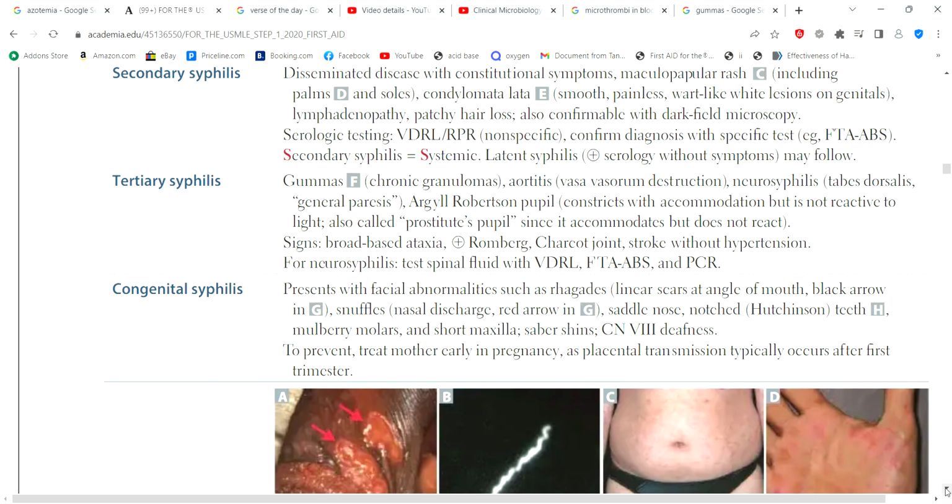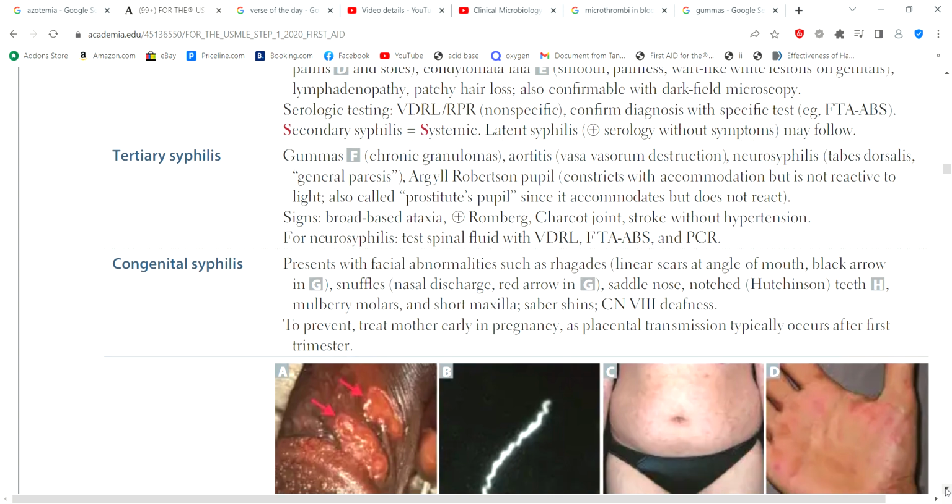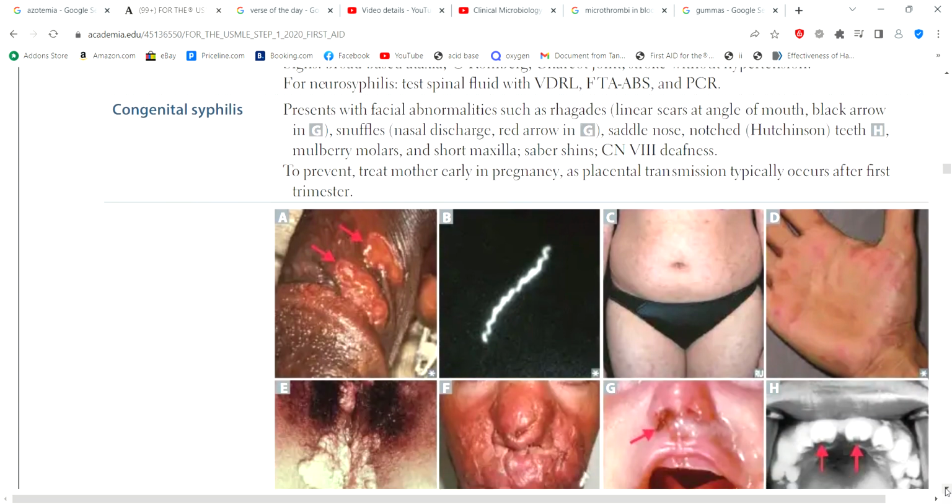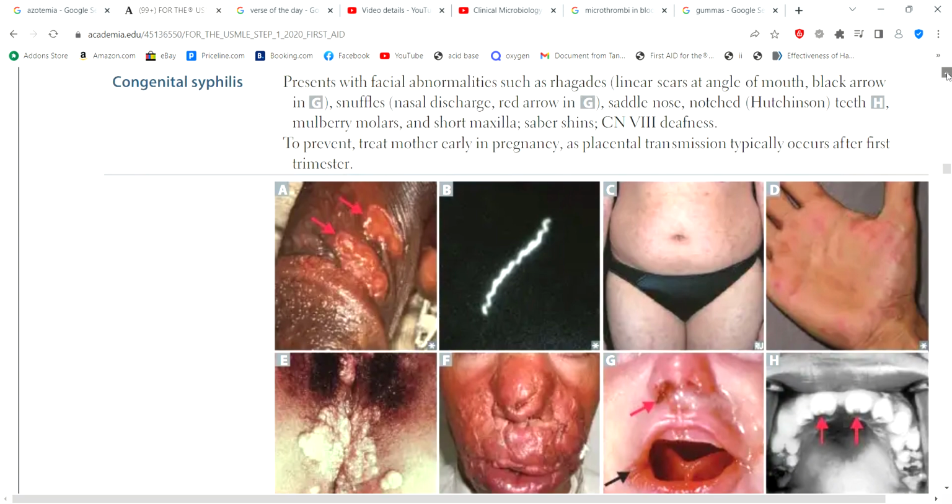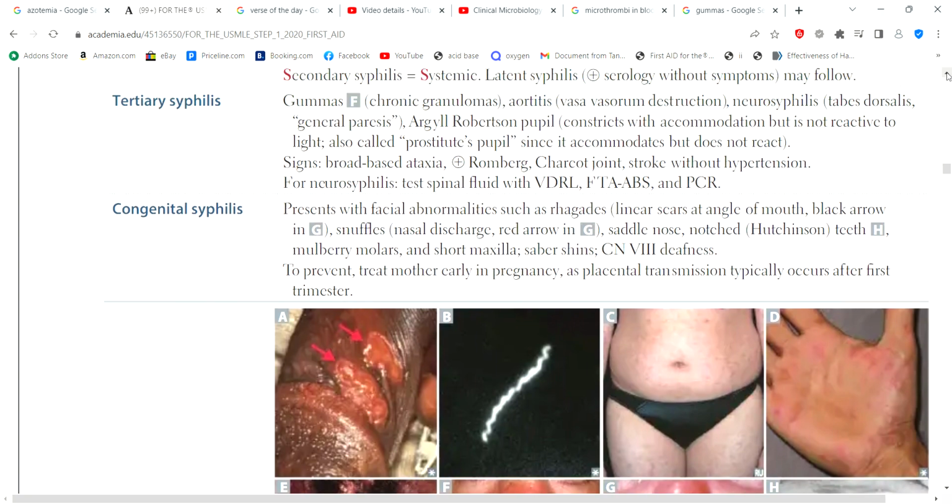Okay, gummas are a chronic granuloma. So gummas are made out of granulomas. These huge masses that are on your face. It can be anywhere, but it's on your face mostly.